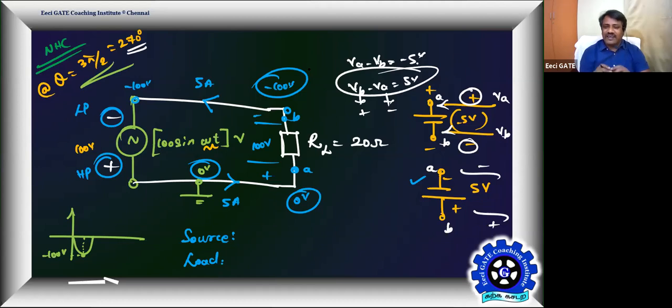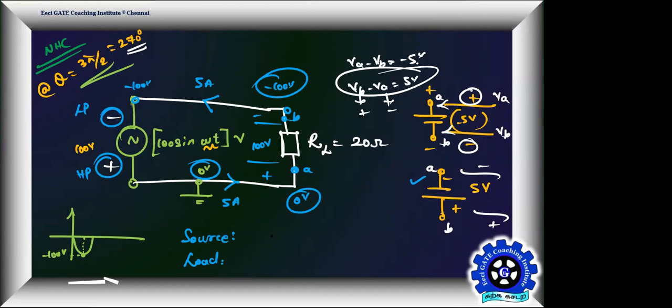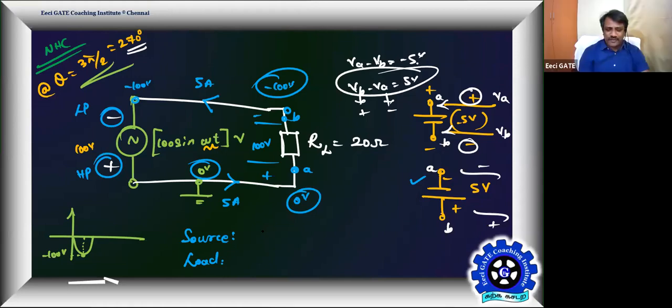Based on the current entering the plus terminal or leaving the plus terminal, you conclude. That's the only point you need to stick to. At the positive terminal, current can enter or leave. So for the source, is current leaving the positive terminal or entering it? For the resistor, is the current entering the positive terminal or leaving it? That's all we need to focus on. Yes, Dinesh, you can also say. With this knowledge, source is absorbing and load is delivering.